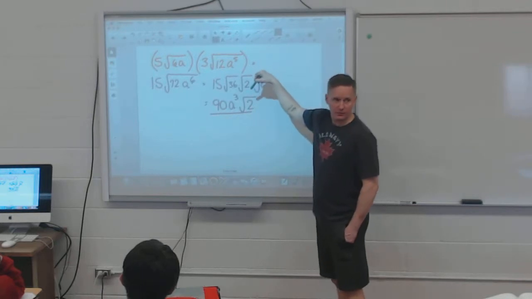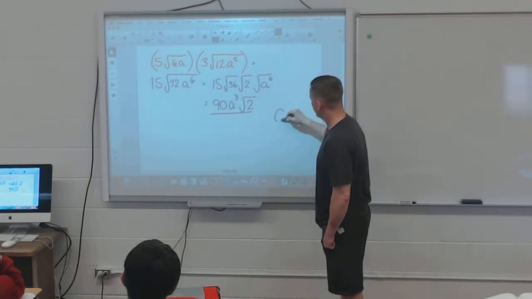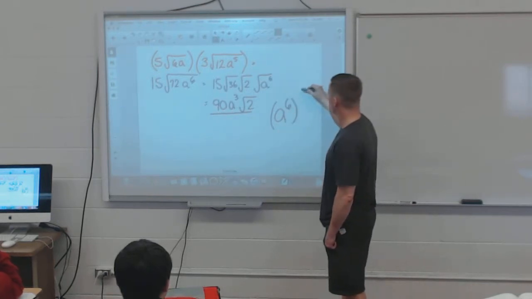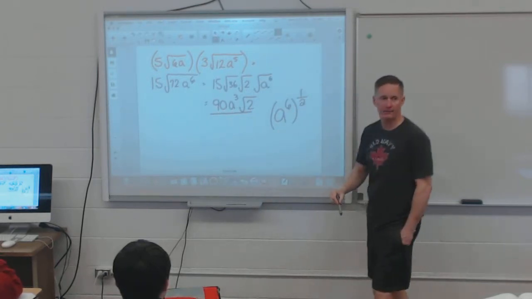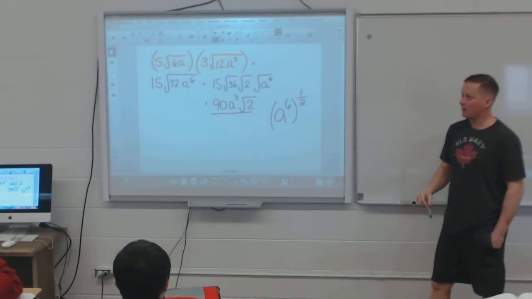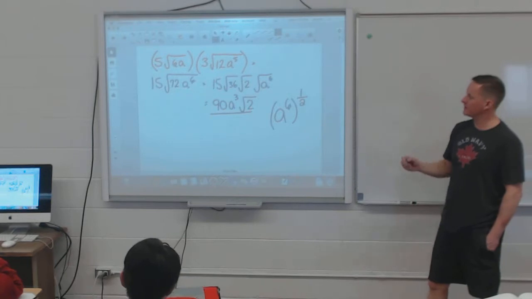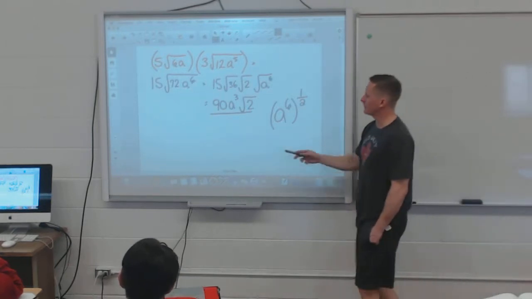Let's focus on the square root part here. That is a to the 6th to what exponent? 1/2. Right? So now I multiply the exponents because it's a power to a power. 6 times 1/2 is 3. So that's how I got a cubed.